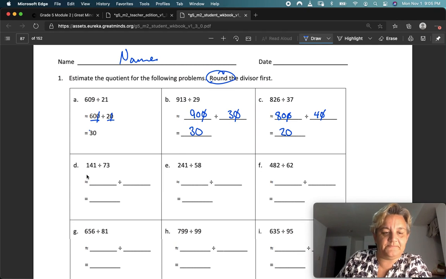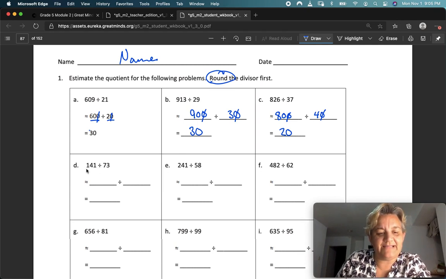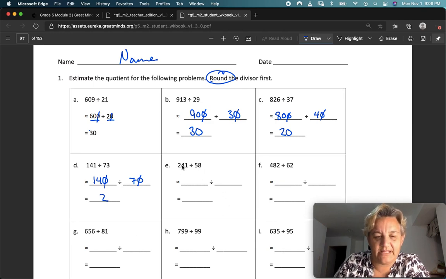Next one. 141 divided by 73. Well, I see a math fact there. I hope you see it too. I'm only going to round down to 140. Okay, and then I'm going to round this down to 70. So now I'm going to delete those two zeros because they cancel each other out. 14 divided by 7 is 2. Great. Okay, here we go.